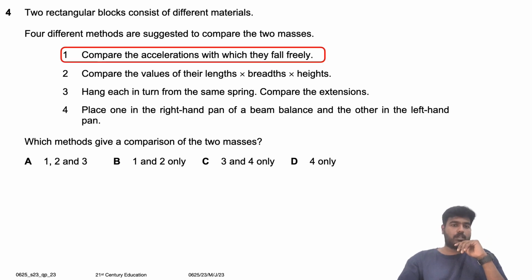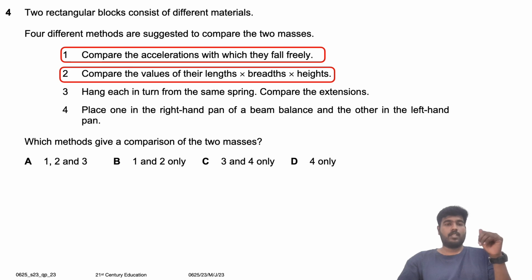Compare the values of their length, breadth and height. So this will give an idea about the volume. If density is provided, then we can use this to calculate mass and compare, but density is not provided, so this is also not going to work.